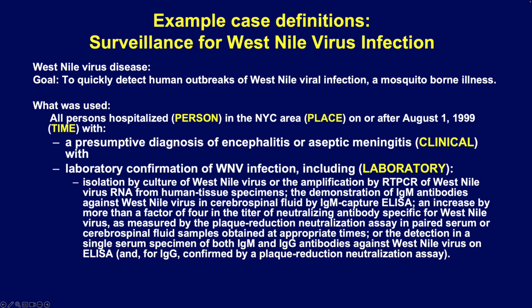Here's the surveillance case definition that was used in the outbreak of West Nile virus in 1999, where the goal was to put into place a surveillance system that's able to quickly detect human outbreaks of West Nile infection. You can see the person, place, time, clinical, and laboratory details specified here in the case definition.